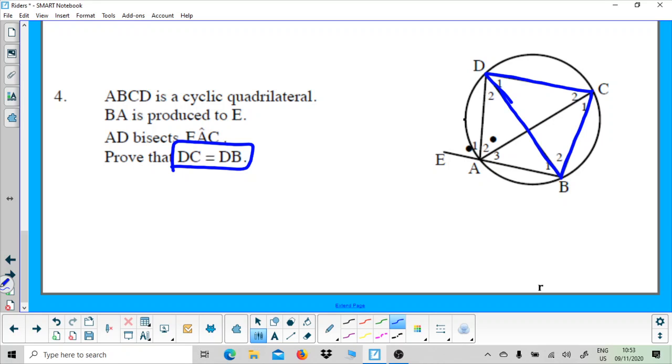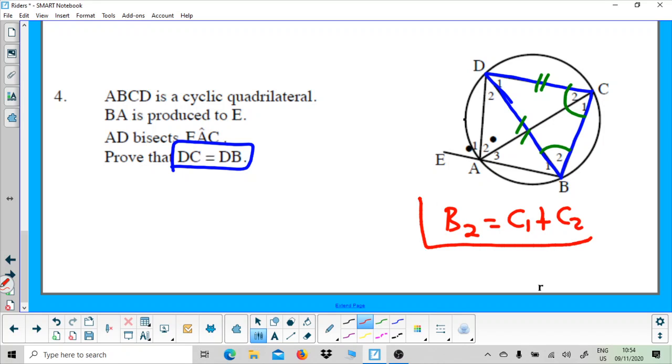So if you want to prove that these 2 sides are equal, if those 2 sides were equal, it means this angle and that angle were supposed to be equal. That's how you figure out what to do. So in this situation, you're noticing you have to prove that B2 is equal to C1 plus C2. That is the game plan you have over there. If you can prove that B2 is equal to C1 plus C2, then DC will immediately be equal to DB right there and then.